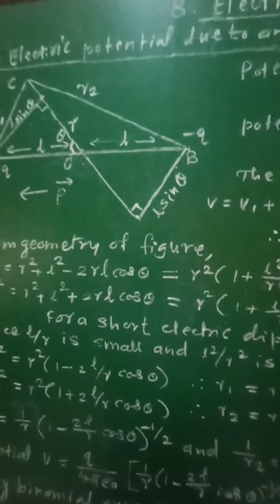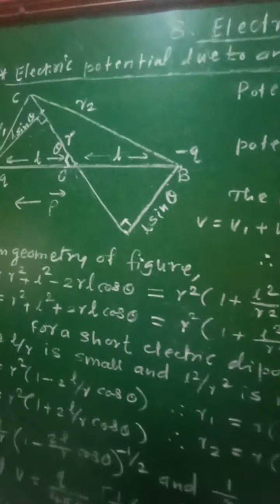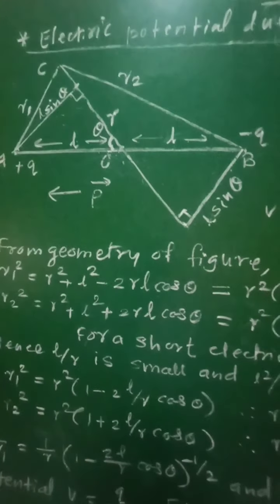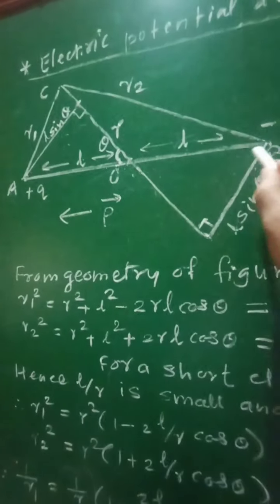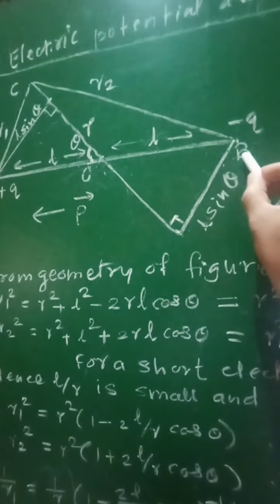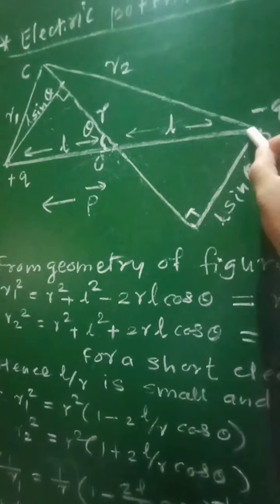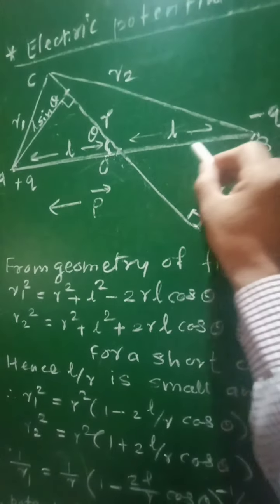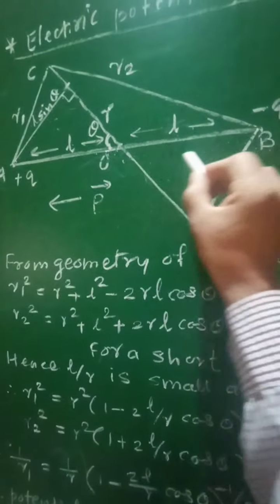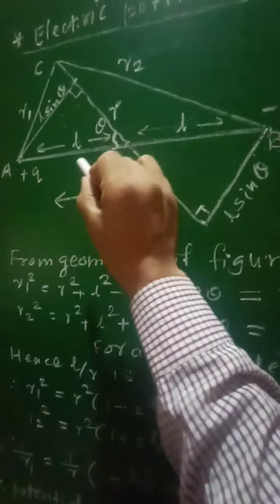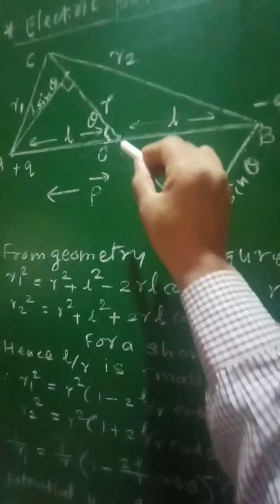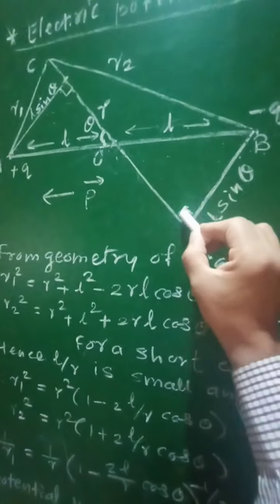Two equal and opposite charges separated by a finite distance is called an electric dipole, and therefore at points A and B, the plus q and minus q, these equal and opposite charges are situated, giving rise to an electric dipole. The length of the electric dipole is equal to 2L, as O is the center of this electric dipole.